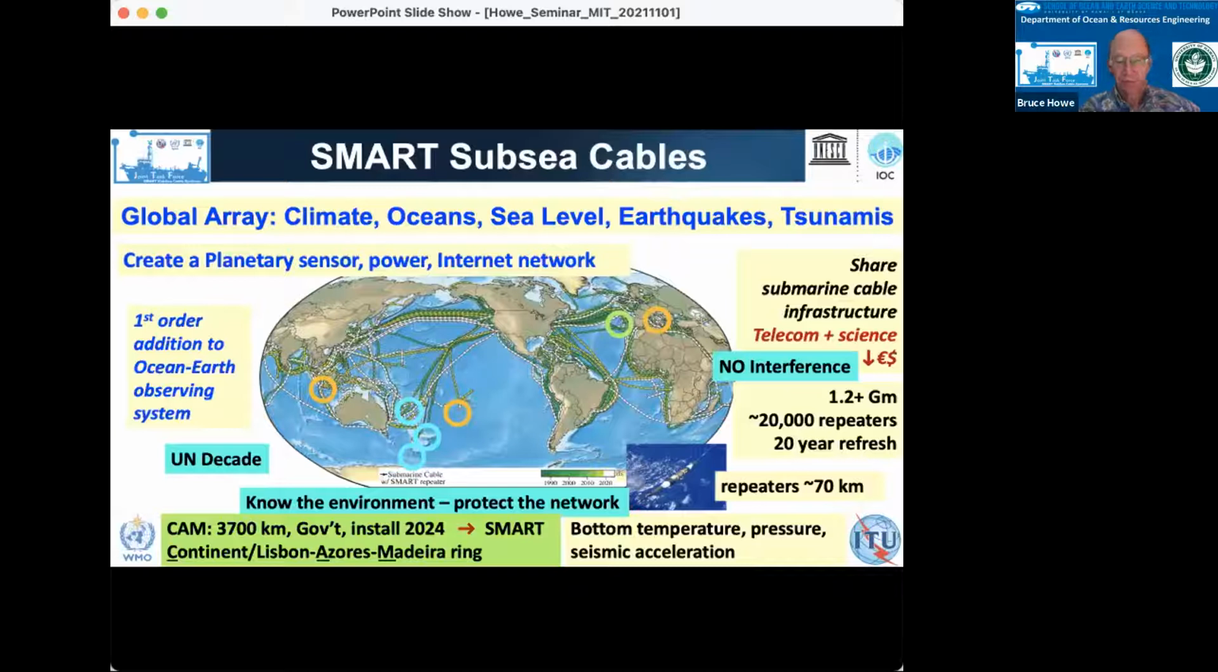I'll say a few words later on this CAM system in Portugal. These circles represent systems under discussion, and starting the CAM system here off Portugal is approved by a government, and they're appropriating money at this moment. And it'd be 3,700 kilometers with roughly 50 smart repeaters connecting Lisbon, Azores, and Madeira in a ring. Okay.